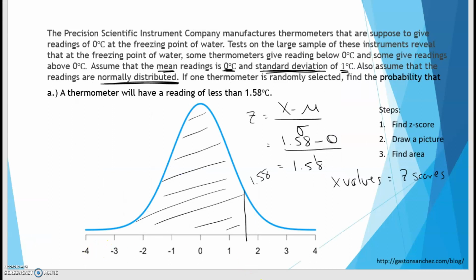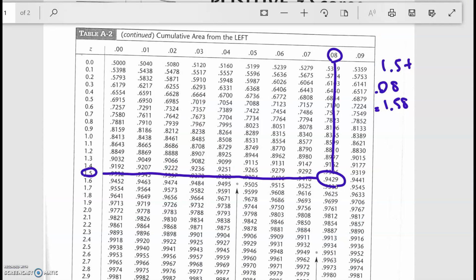So the area to the left of this z-score right here is equal to 0.9429. So that's what our table said. 0.9429. Okay, so that's our answer.